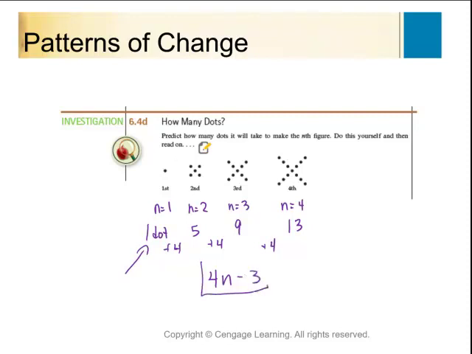Now this is my guess, so I'm going to check it. If n is 2, 4 times 2 is 8, minus 3 is indeed 5. I'm good. Try another one just to check and make sure. 4 times 3 is 12, minus 3 is 9. Yeah, buddy, I got that sucker. So let's go on to the next one.